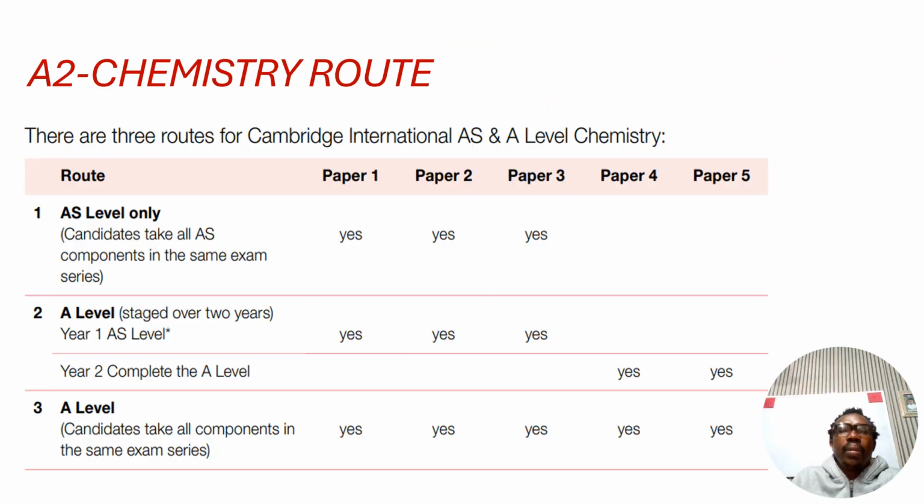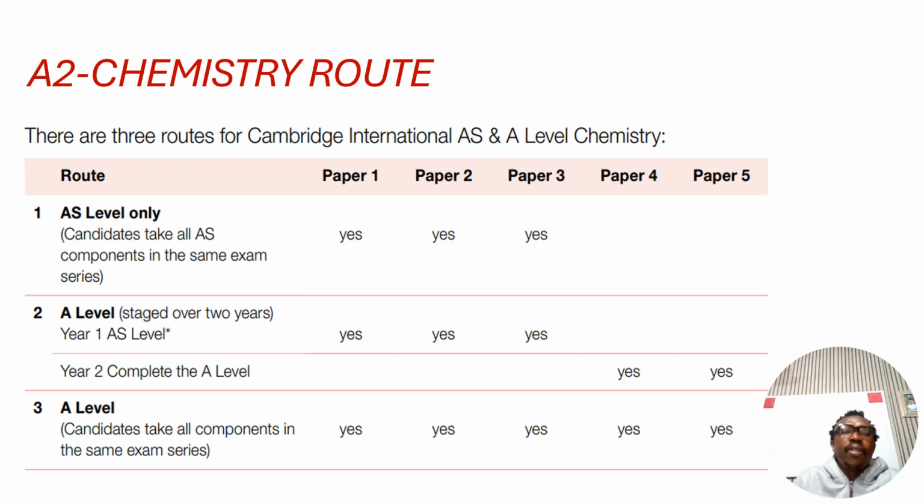So for the A2 chemistry route, there are 3 routes for Cambridge International AS and A-level chemistry, but we want to focus on the A2 chemistry route. Now you've done your AS, so you are coming back for A2. So we'll have to complete your A-level program, and we're going to concentrate on that.